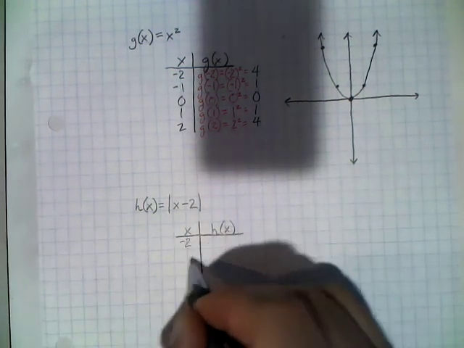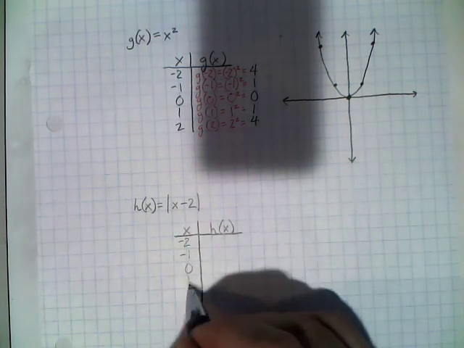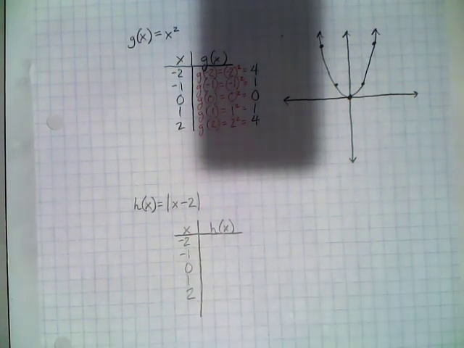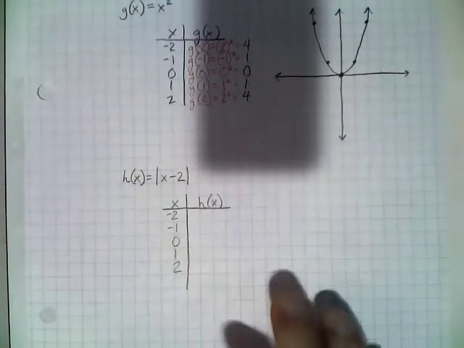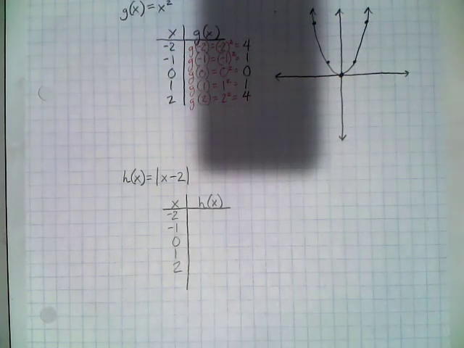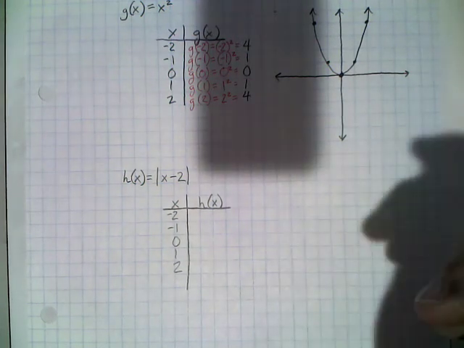So -2, -1, 0, 1, 2. I have an extra space. That's okay. I didn't quite count that right. Ladies and gentlemen, I'm going to skip the red pen this time. So we do need to still think that through.